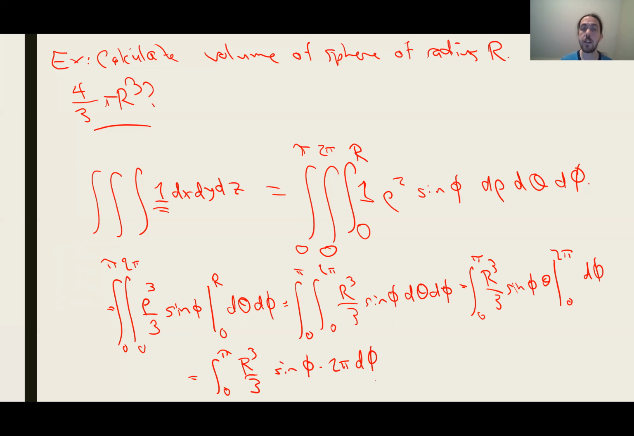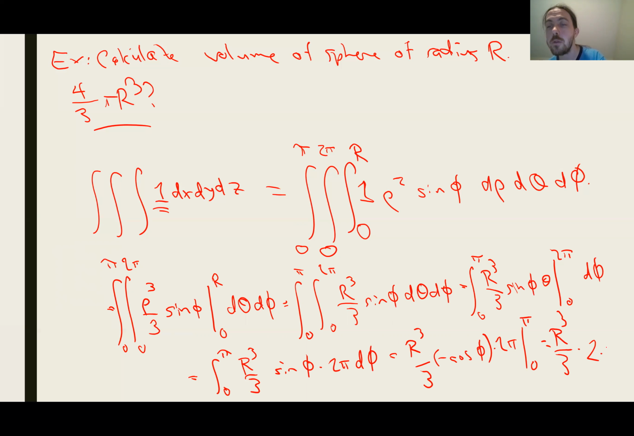And so we have to take an antiderivative. We're basically taking an antiderivative of sine phi at this point. An antiderivative of sine phi is minus cos phi. So we get r cubed over 3 times minus cos phi times 2 pi. And we're supposed to evaluate that between 0 and pi. And that turns into a factor. When phi is equal to 0, cos of it is 1. And when phi is equal to pi, we get minus cos of pi, which is minus negative 1, which is plus 1. So this turns into r cubed over 3 times 2 pi times 2, which is another name for 4/3 pi r cubed.